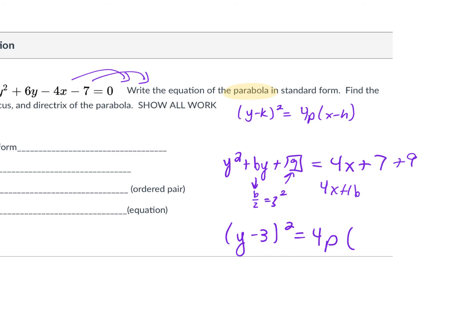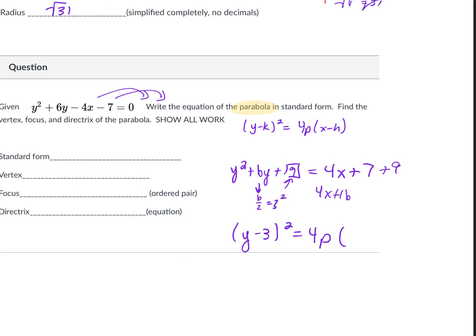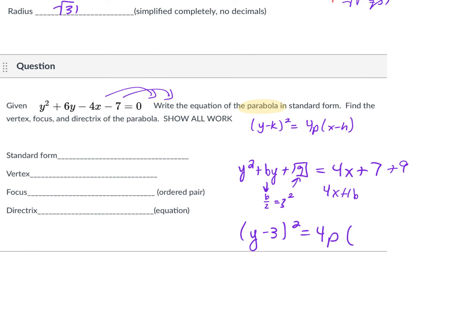Ms. Meadows? Yes, ma'am. Would it be a plus 3 if you didn't get the negative? Say it again. Oh, here, I didn't put the plus. You're right. I'm sorry. I just didn't put a plus. You're right. Thank you.